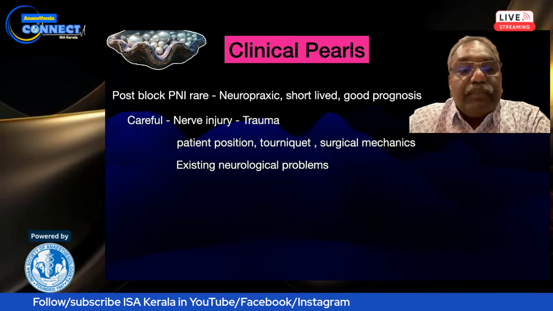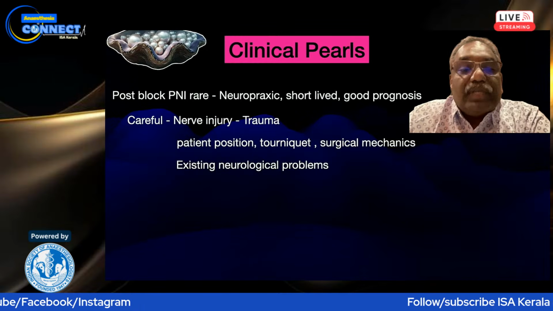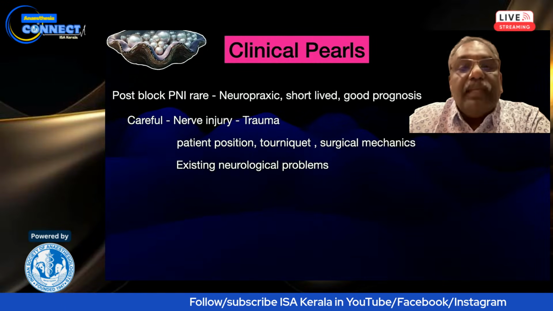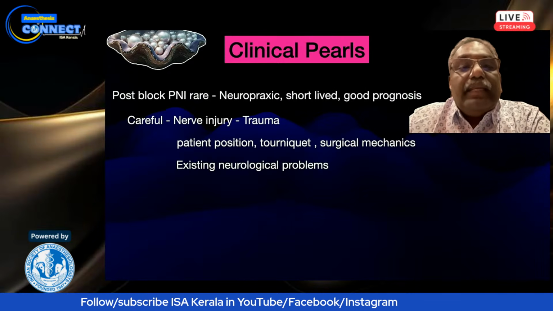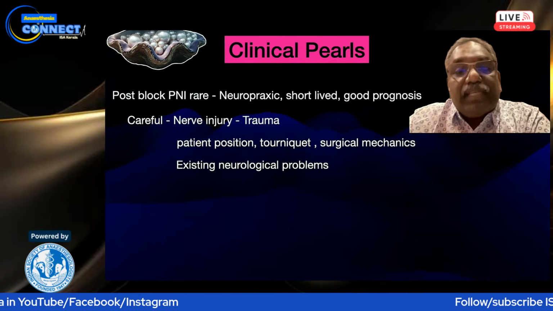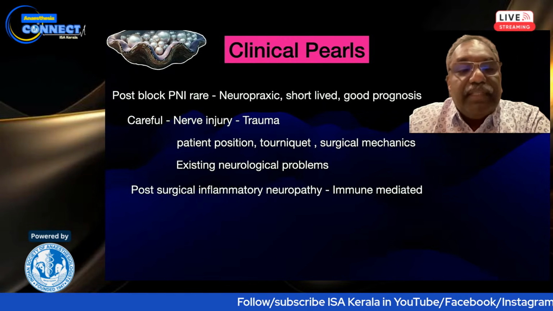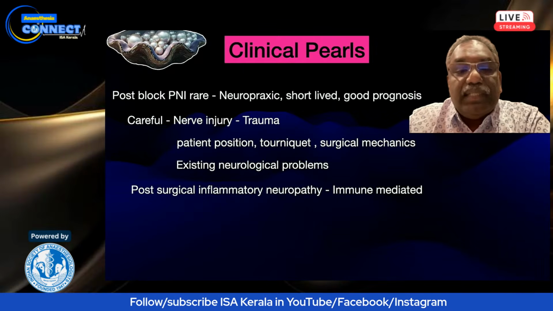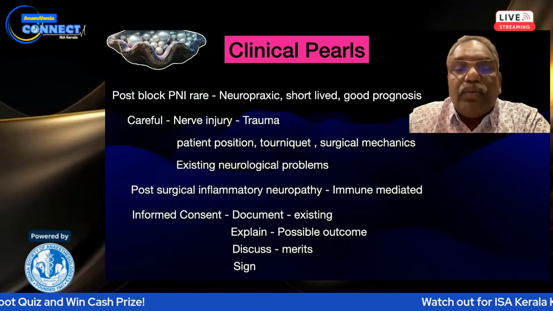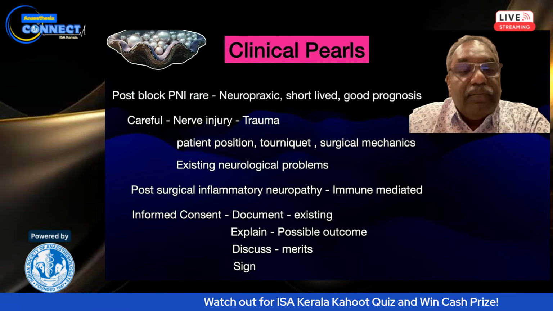Patient positioning, tourniquet, and surgical mechanics can all produce nerve damage, and existing neurological problems need care. With a tourniquet, nerve function usually returns within 6 hours if the ischemia time is less than 2 hours. Post-surgically, there is an entity called post-surgical inflammatory neuropathy, which is immune-mediated, whether it's regional anesthesia or general anesthesia, no difference. And the last and very important thing is informed consent.